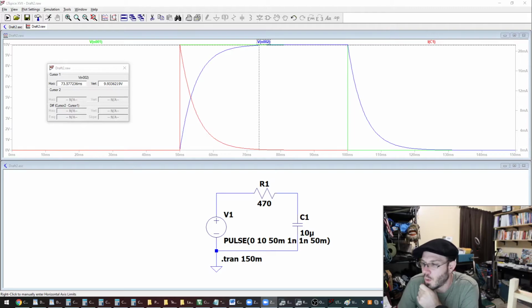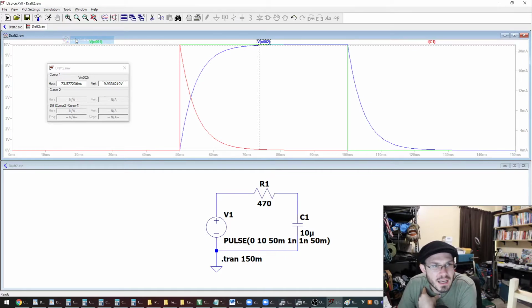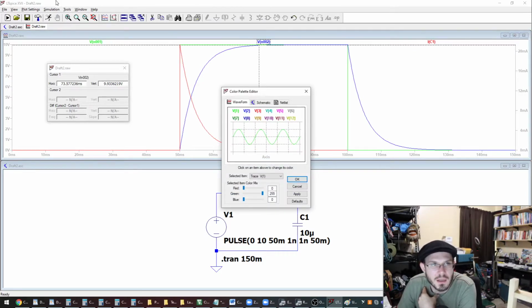Okay, so somebody had a quick question. How do I change the background color of the waveform to white? The way you do that is go to Tools in the upper menu, Color Preferences, go to Waveform, Selected Item, change that to Background, and max out all of those sliders to be 255, and that'll set the background to be white.